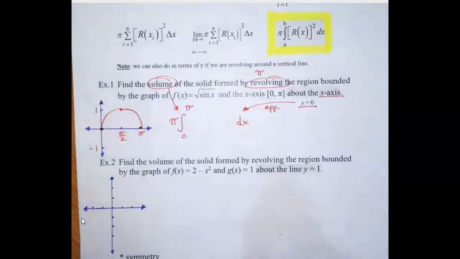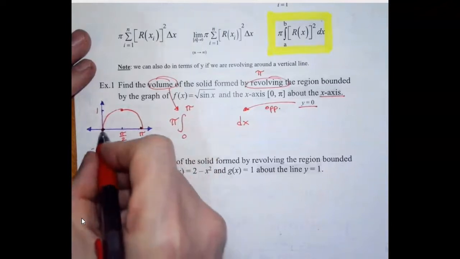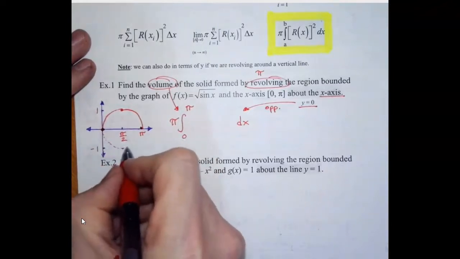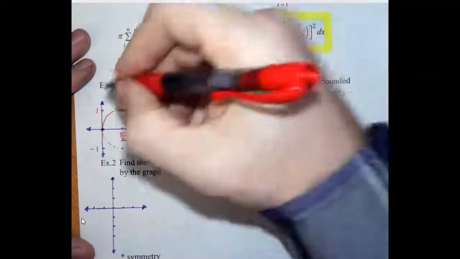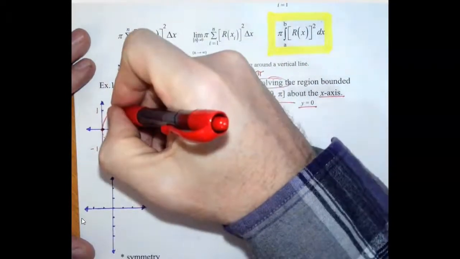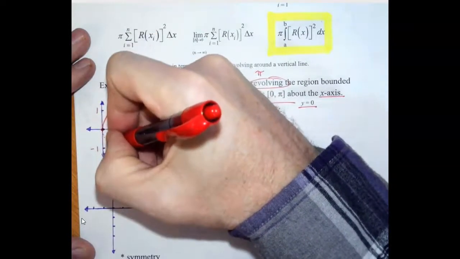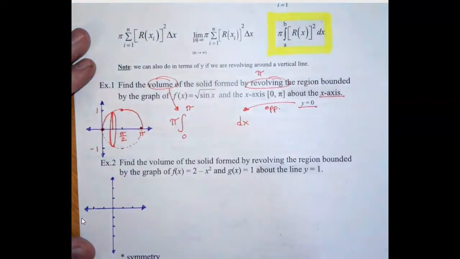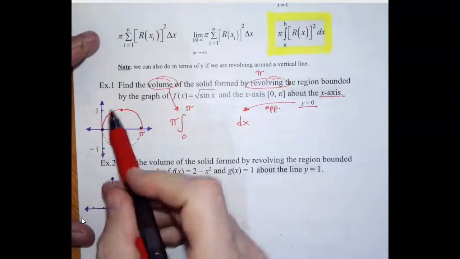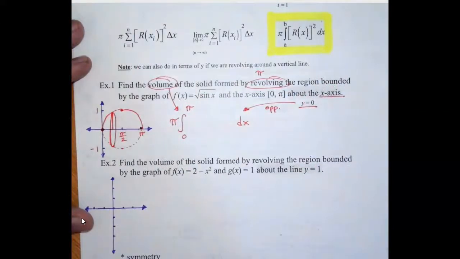Okay, so what we're doing is we're going to revolve this around here. So we'll just put in a radius. So that's the radius, and if we revolve that around here, we get something that looks almost like a basketball, except it wouldn't be perfectly spherical. But you can imagine those little slices going across there maybe.